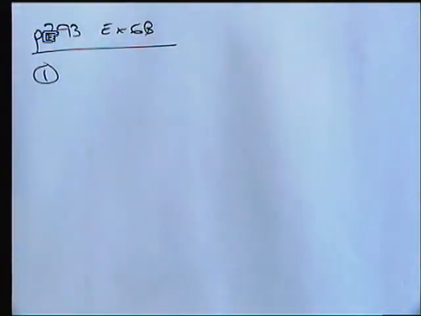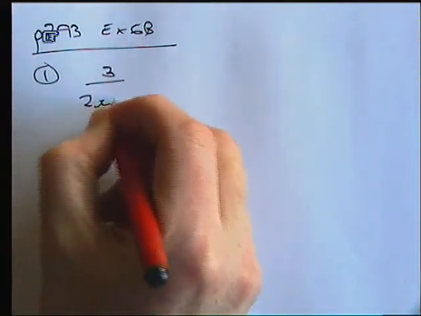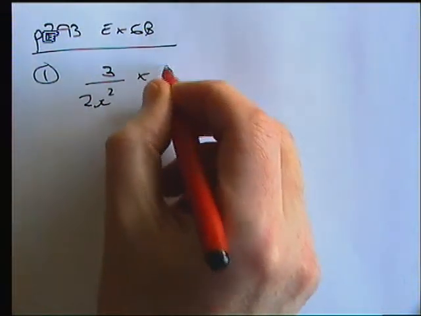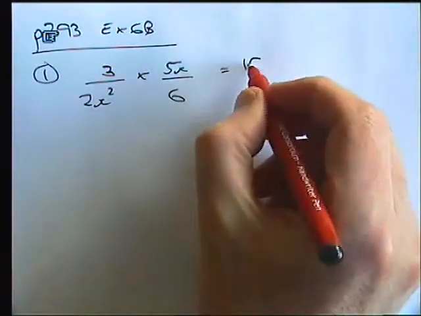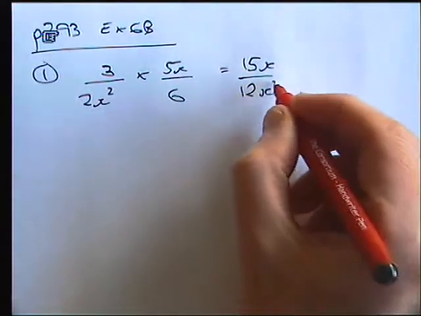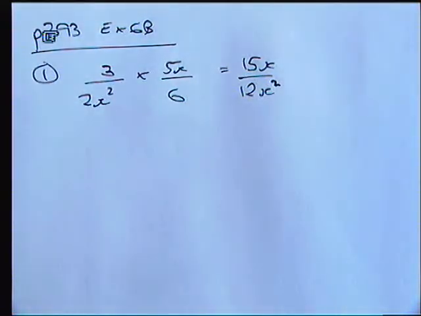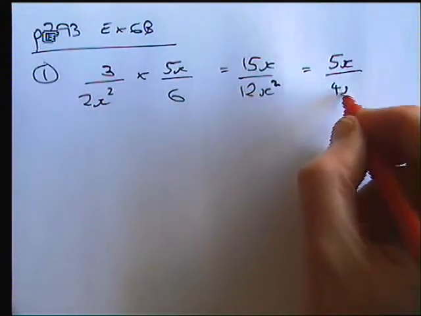Let's look at question 1 first of all. Gavin, which bit would you like me to do from question 1? B. I think it says 3 over 2x squared times 5x over 6. When you're timesing fractions, you times the tops and then you times the bottoms. Times the tops, 15x times the bottom, 12x squared. Gavin, where should we go from here? Divide by 3. 5x over 4x squared.